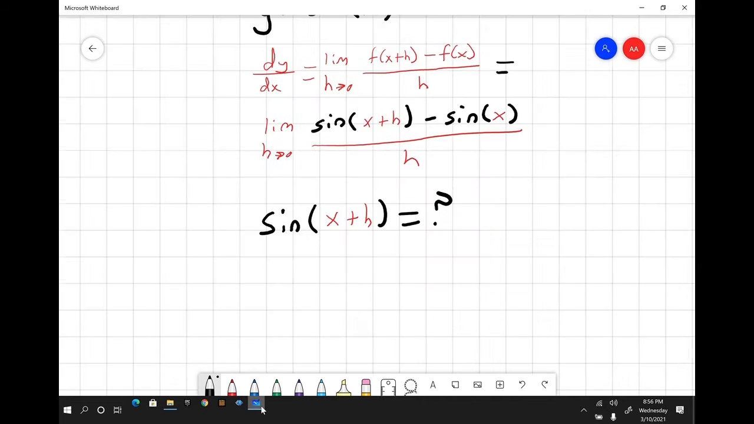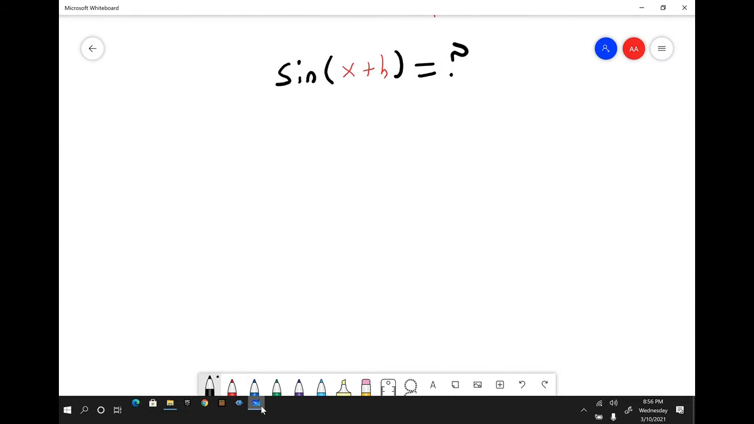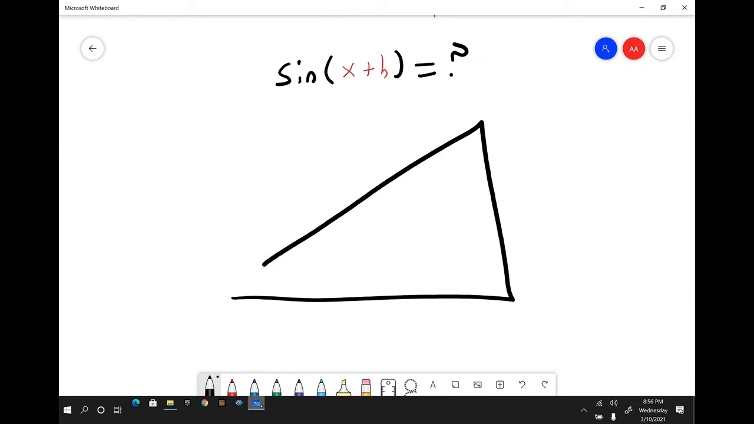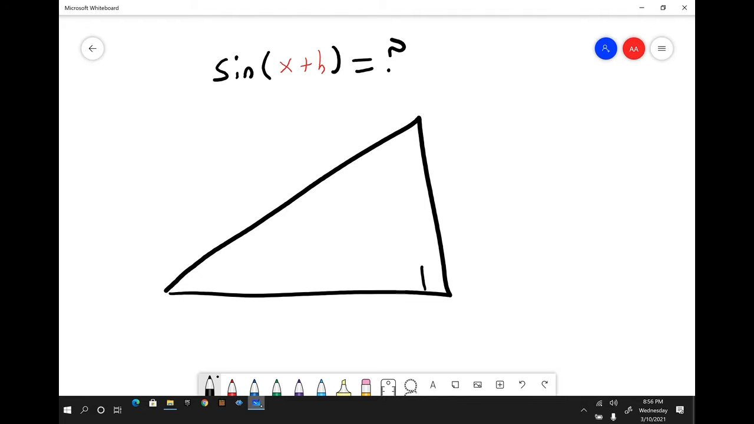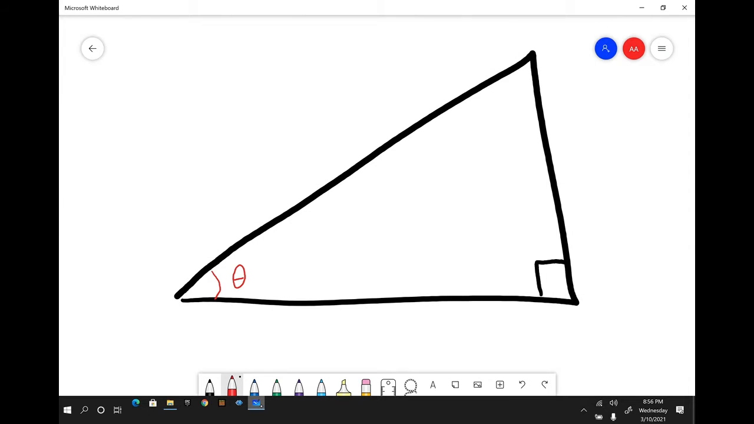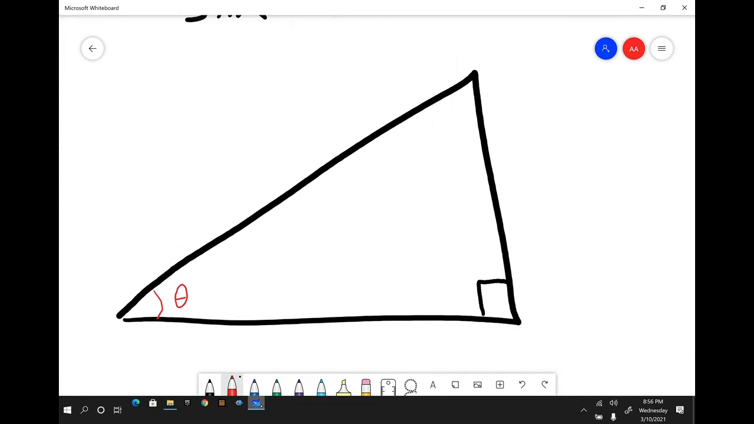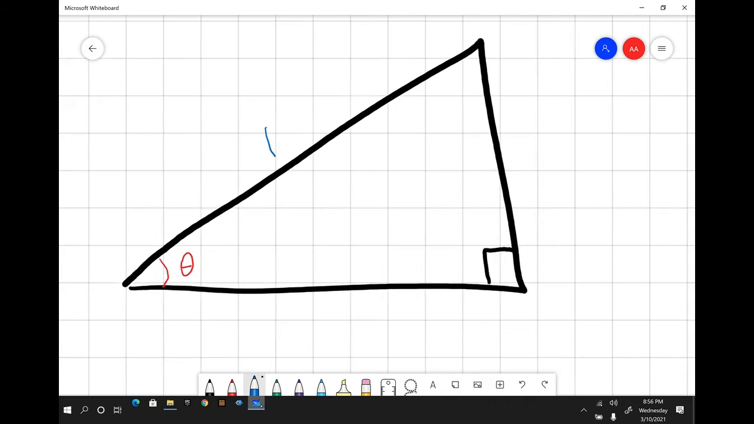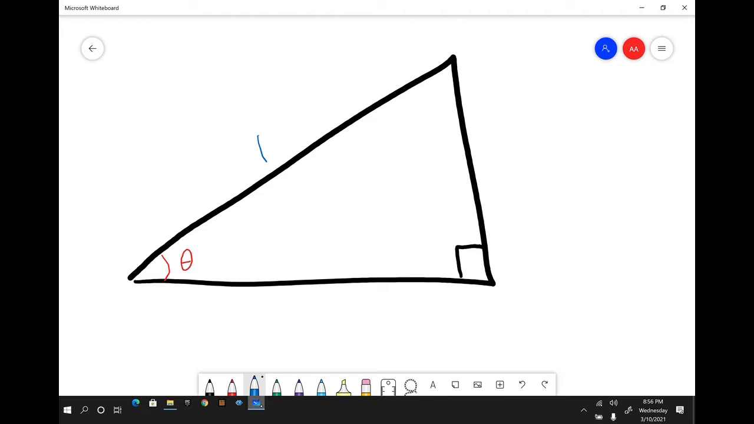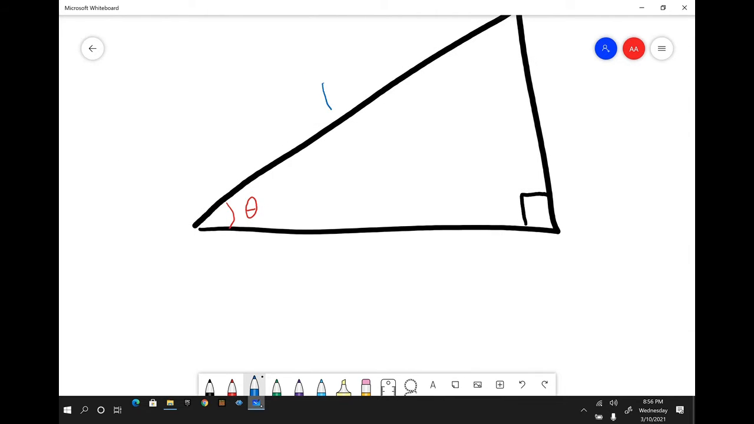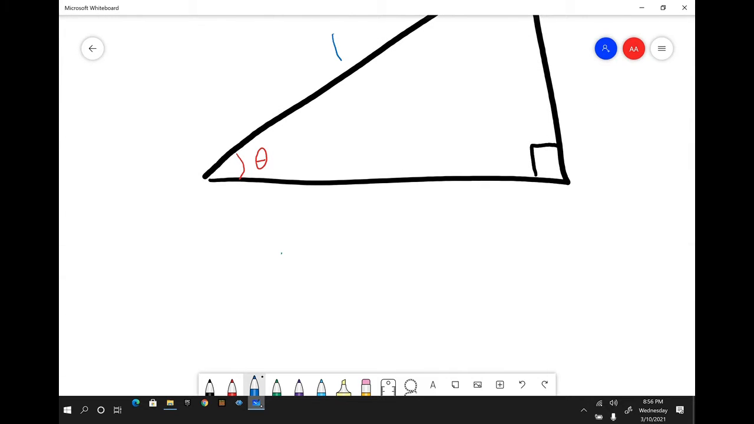Now to begin our proof, let's start with just a basic right triangle. So here's my right angle. And let's say that we can establish some angle which we'll call theta. And we can also say that this hypotenuse has length 1. Now to solve for the other side lengths, we can use trig functions.